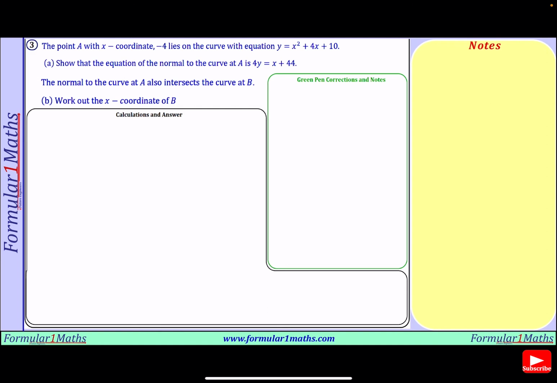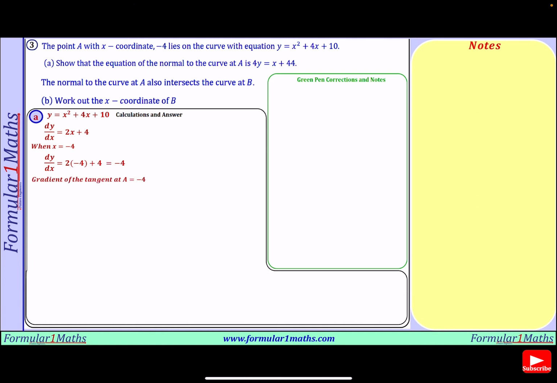We start this question by differentiating the equation of the curve. So dy/dx will give 2x plus 4. This is the gradient function of the curve. That means at any point on a curve, you can find the gradient by substituting the x value into this gradient function. So when x equals minus 4, dy/dx is equal to 2 brackets minus 4 plus 4. That simplifies to give you minus 4.